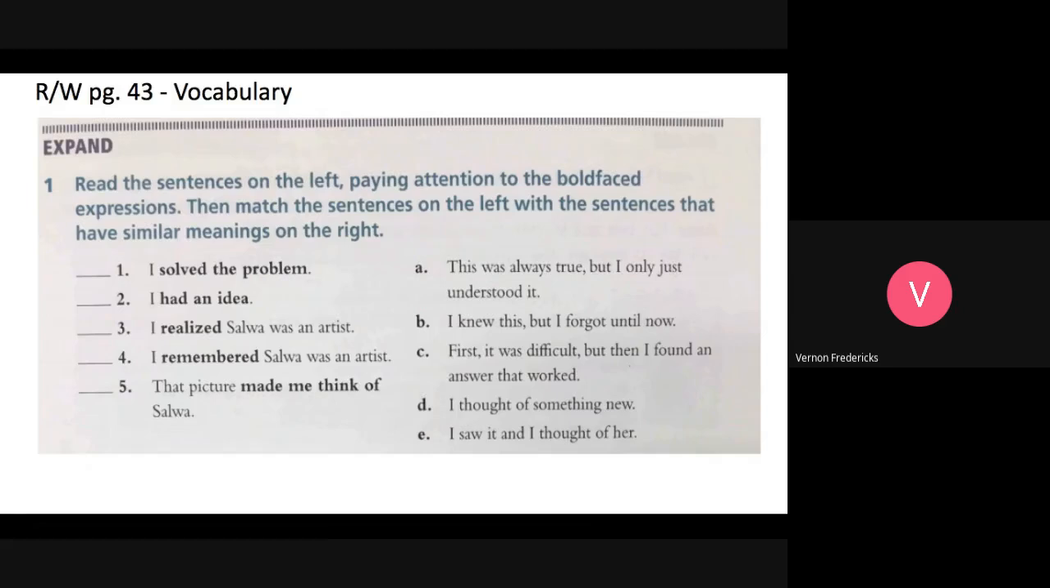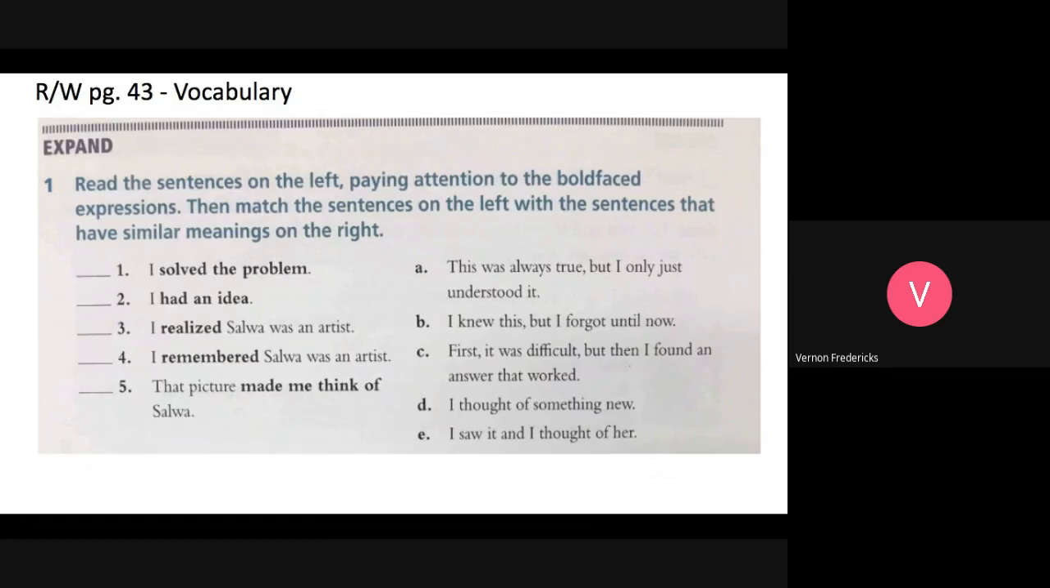Okay, so number 1, I solved the problem. It matches with number C: first it was difficult, but then I found an answer that worked. Okay. 2, 3, 4, and 5, students. Quickly. 2 minutes. Pause the video. Okay, after you've done the exercise, please come back.